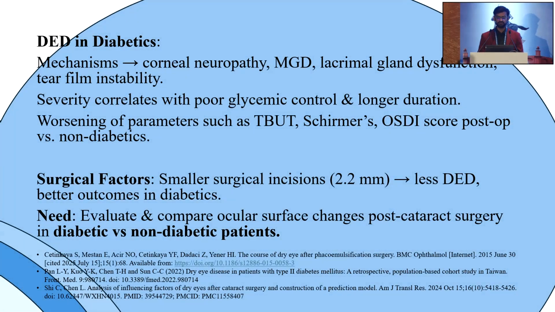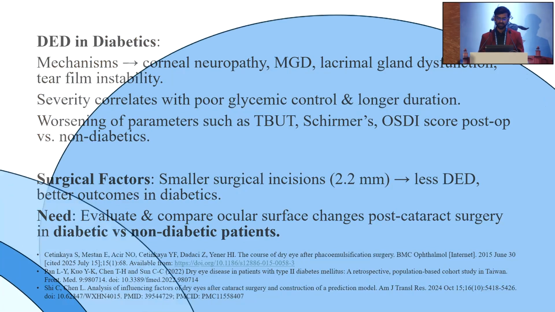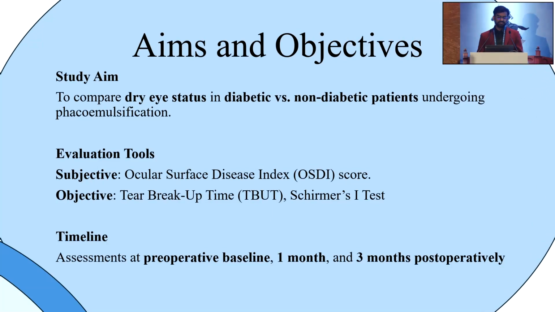More importantly, diabetic patients already experience dry eye disease through multiple mechanisms, including corneal neuropathy, meibomian gland dysfunction, and lacrimal gland dysfunction. The question becomes, how does cataract surgery further compromise their ocular surface? So the aim of this study was to compare dry eye status in diabetic versus non-diabetic patients undergoing phacoemulsification.